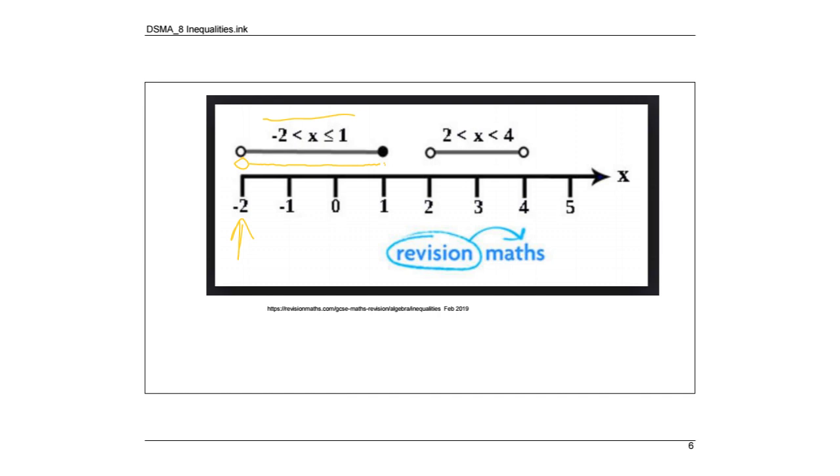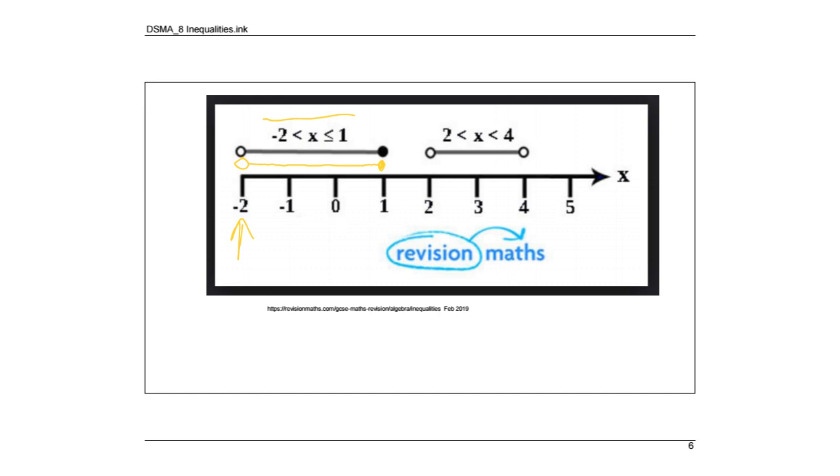I'm going to actually include 1 because it's a less than or equal to sign. But what that's showing me is that I have the 2 ends for this solution set. It doesn't go on forever.